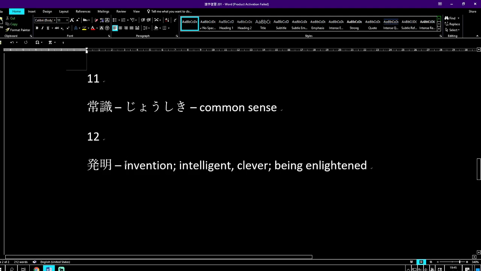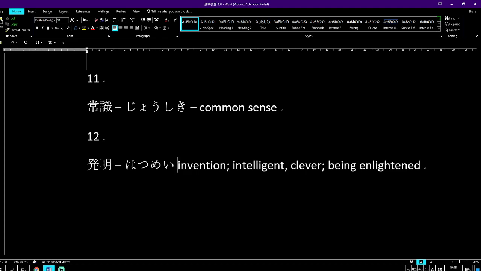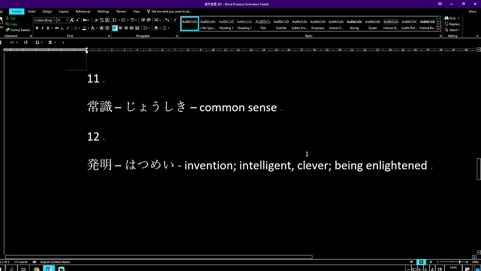And number 12, our last word for today, is hatsume. I just forgot to write that pronunciation down. Sorry. Hatsume is invention, intelligent, or clever, being enlightened. Hatsu on the left side is coming out of or being published, and mei on the right side is enlightened, or just light itself. Akarui. Akiraka is bright.